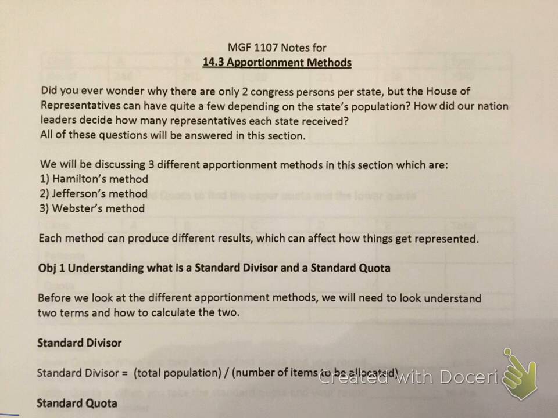Like I said, we're just going to look at Hamilton's method. This is not the method that they use to use apportionment. However, it's probably the easiest one to understand, so that's why we're going to look at it. The cool thing about apportionment methods is they can produce different results, which definitely can have an effect on how things get represented and causes fights.